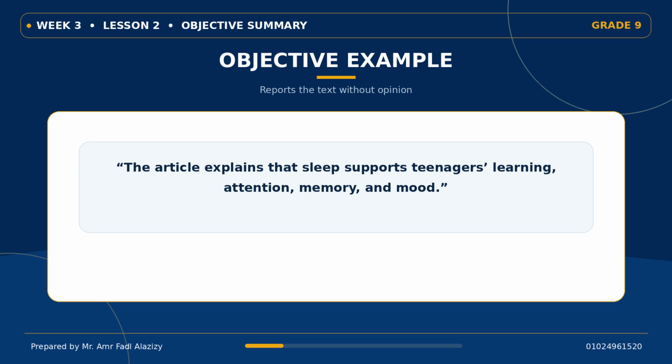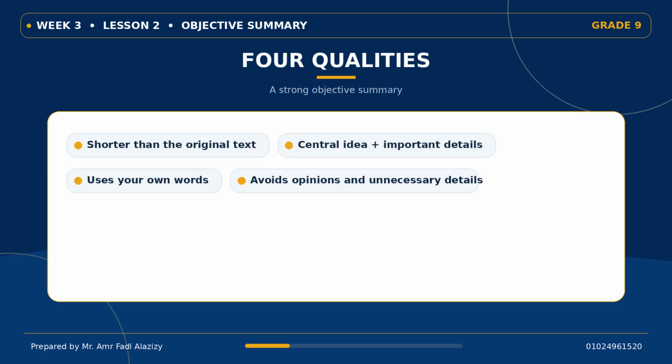A strong objective summary has 4 important qualities. First, it's shorter than the original text. Second, it includes the central idea and the most important supporting details. Third, it uses your own words. Fourth, it avoids personal opinions and unnecessary details.